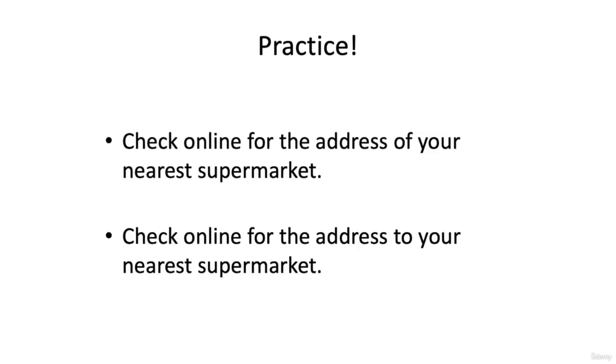Check online for the address of your nearest supermarket. Check online for the address to your nearest supermarket. The first sentence is correct. Address of. We would use to with direction. Check online for the directions to your nearest supermarket.